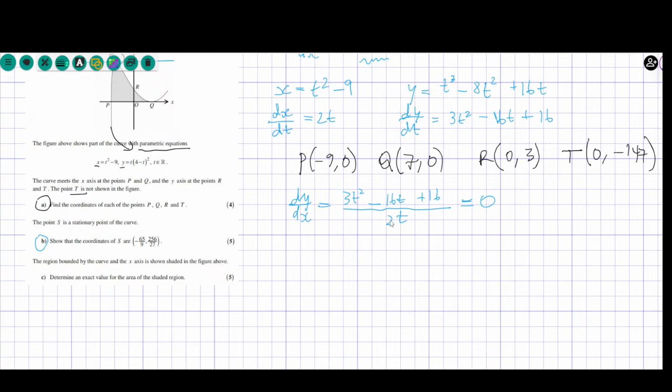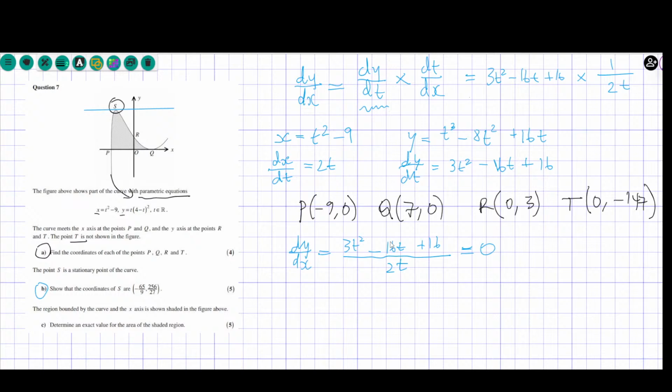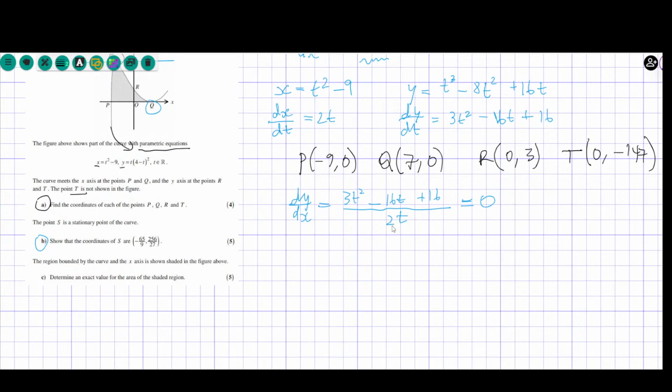We're looking for a t value that we could isolate. And by the looks of it, there's going to be 2. Can you spot where the other stationary point is? That's right, it's at q. So when we have q and s, we should get 2 results here. That's what I'm hoping for. If we multiply both sides by 2t, we end up getting 3t squared subtract 16t plus 16 equals 0.